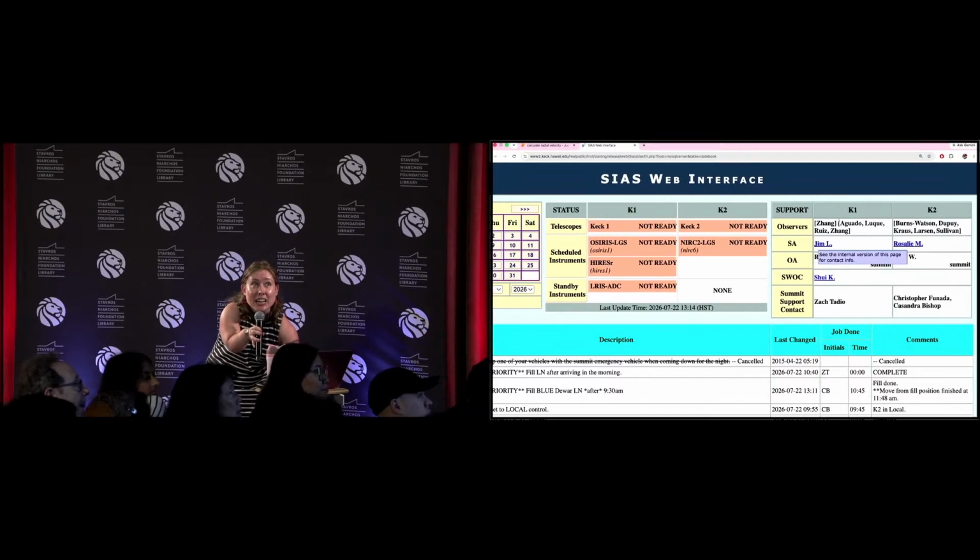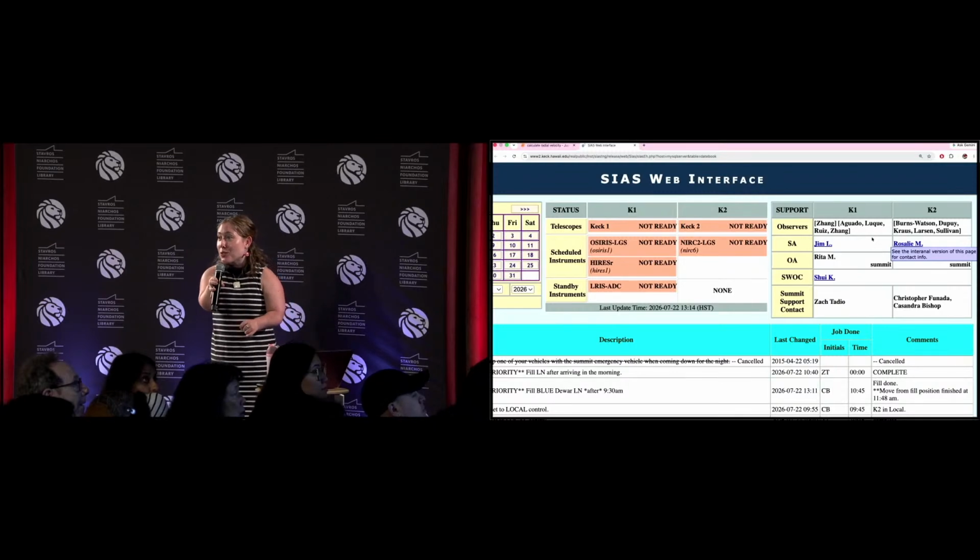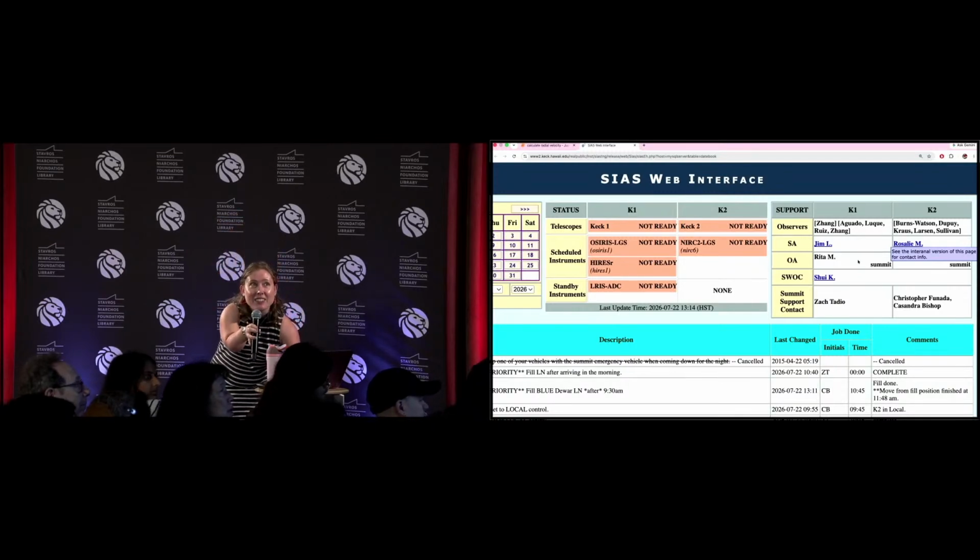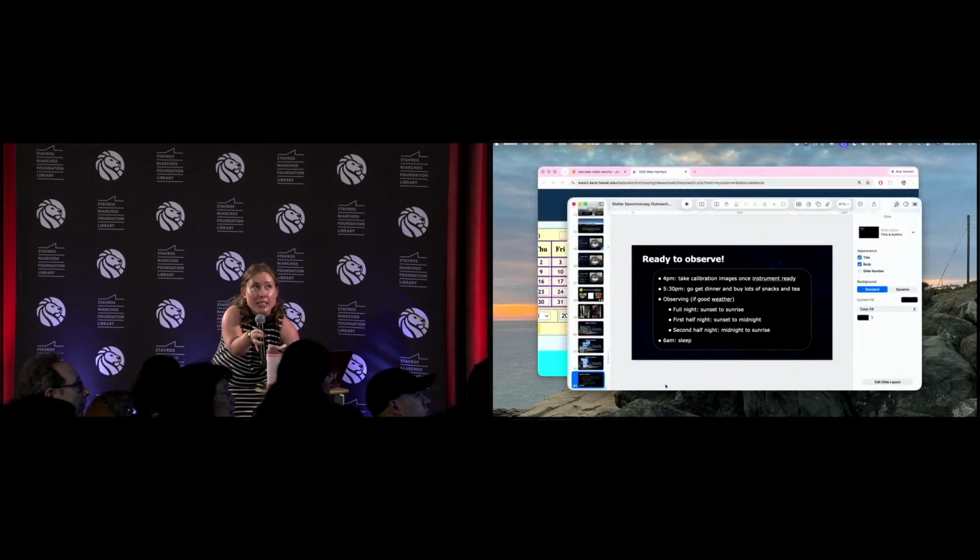We can see the names of the astronomers, the names of the support astronomers. So they're the ones who know how the instrument works and make sure that the astronomers don't mess anything up. And then we also have the names of the telescope operators tonight. And the fact that there are 2 instruments on Keck 1 and 1 instrument on Keck 2 also tells me what the schedule is for tonight.